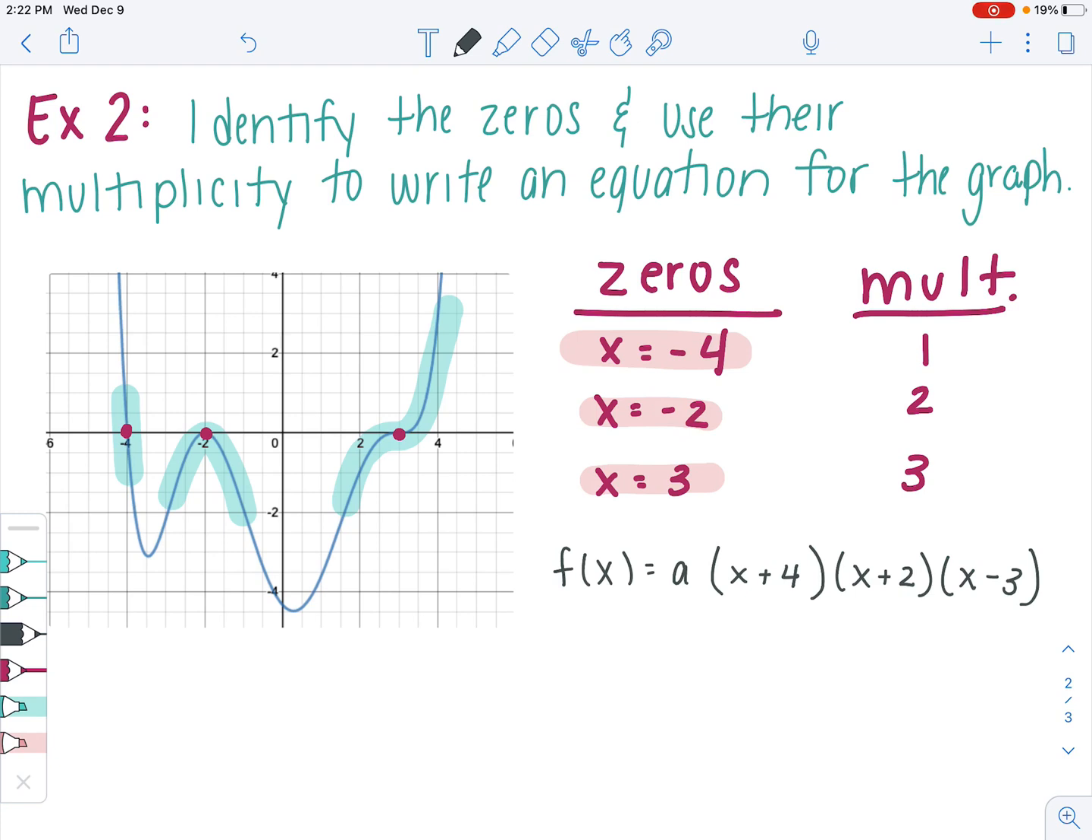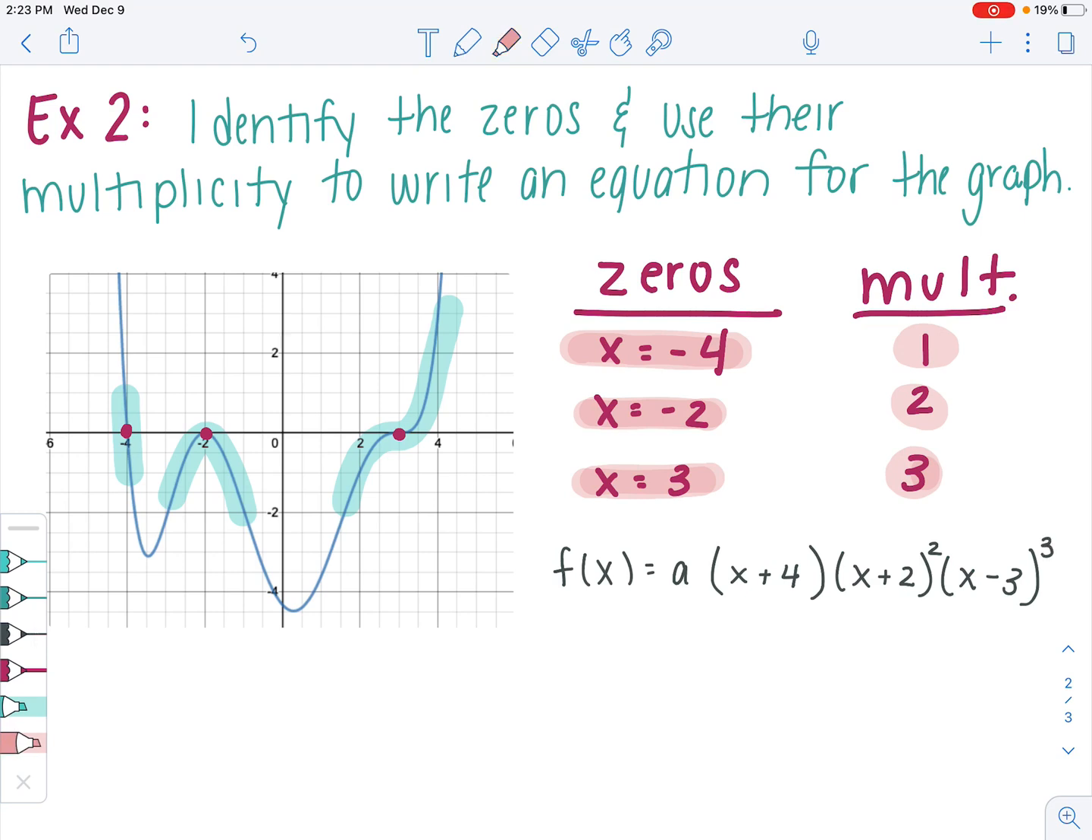After I write my factors, then I go back and check and say, okay, at -4, I had a multiplicity of 1. So my exponent for that factor is 1, which I don't really need to write because we don't write exponents of 1. At x equals -2, my multiplicity is 2. So that means my exponent for that is a 2. Then when I look at my last factor, x minus 3, my multiplicity is a 3. So my exponent is a 3 there.